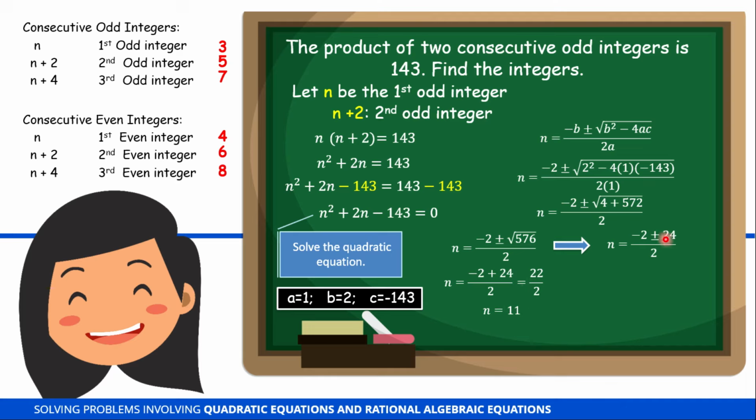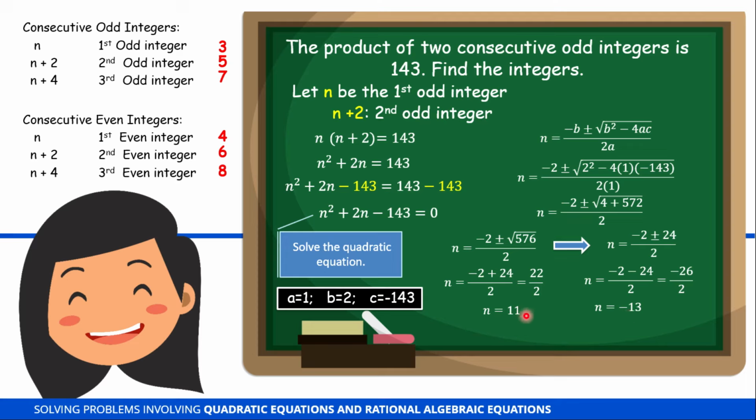Now let's get the negative 24 here para ma-solve natin yung pangalawang value ng n. N is equal to negative 2 minus 24 all over 2. Combine natin ito, negative 2 and negative 24. We have negative 26 divided by 2. Answer is negative 13. We now have two values of n, 11 and negative 13.